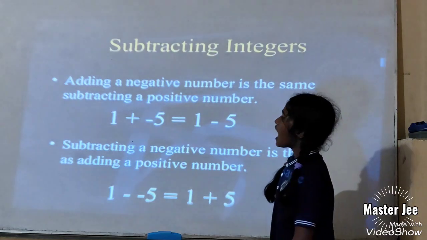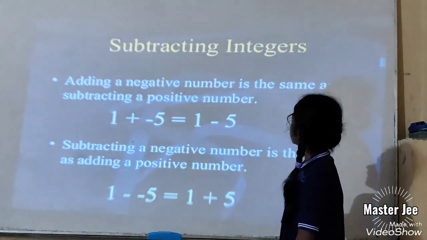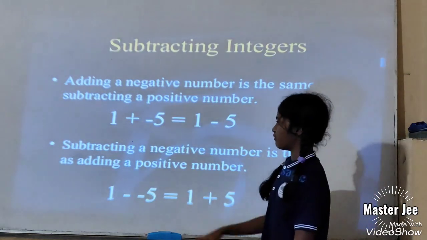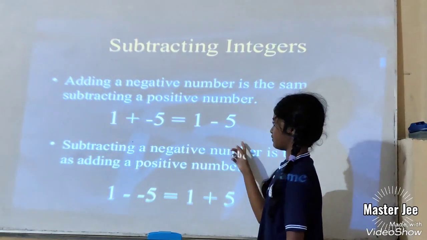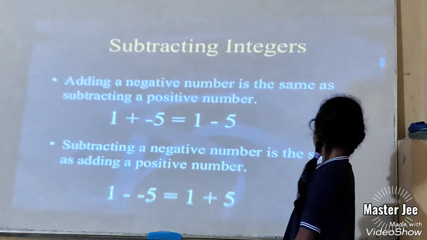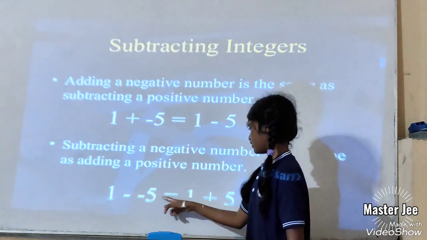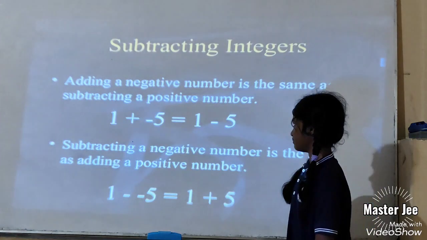Subtraction of integers. Adding a negative number is the same as subtracting a positive number. 1 plus minus 5 is equal to 1 minus 5. Subtracting a negative number is the same as adding a positive number. 1 minus minus 5 is equal to 1 plus 5.